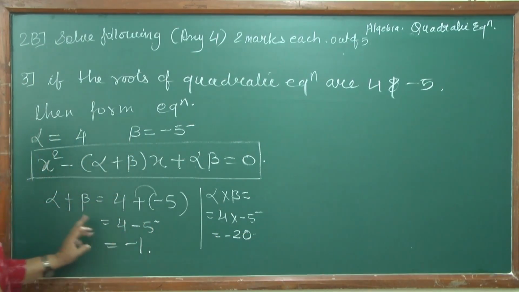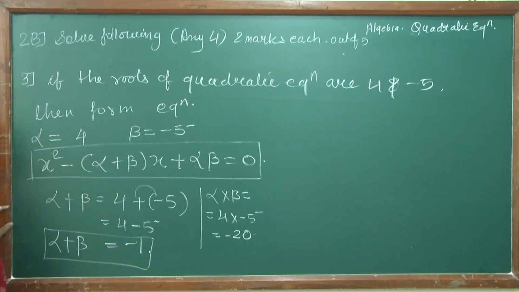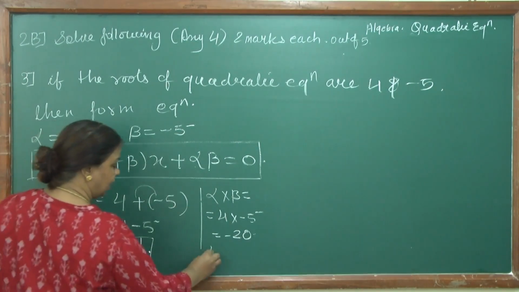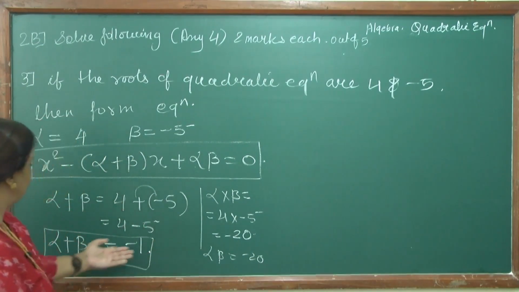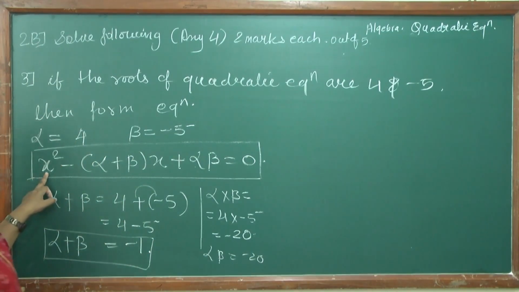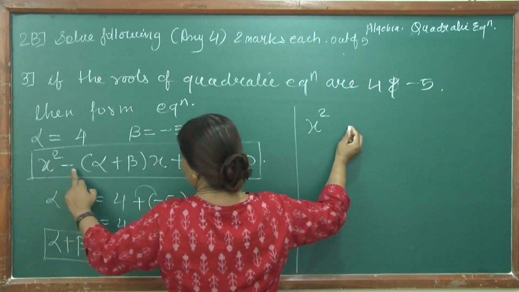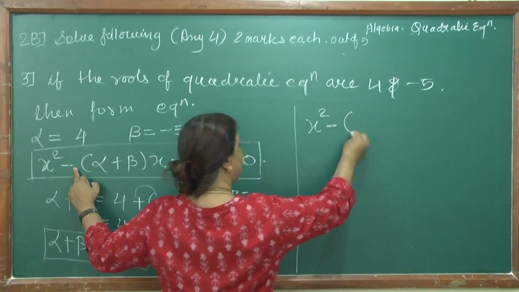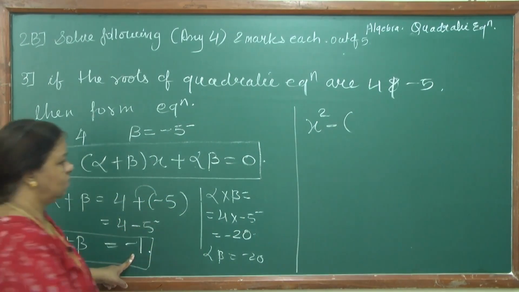So we know alpha plus beta is minus 1, and alpha into beta is minus 20. Let us place these values in this equation. So what is the first one? First term x square, then minus, then alpha plus beta. What is alpha plus beta? Minus 1.